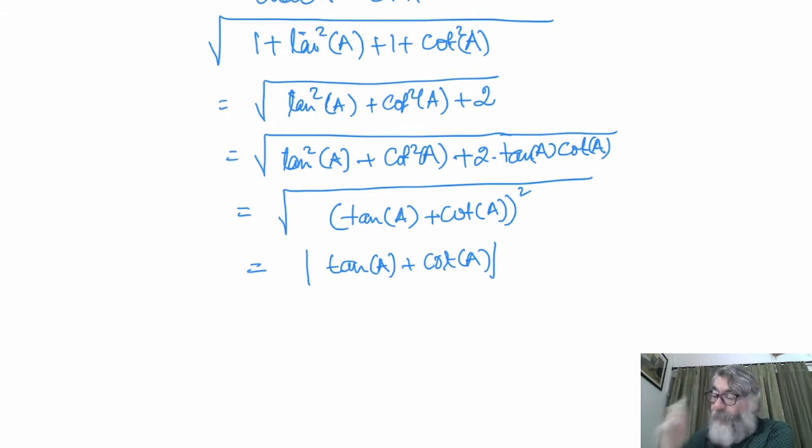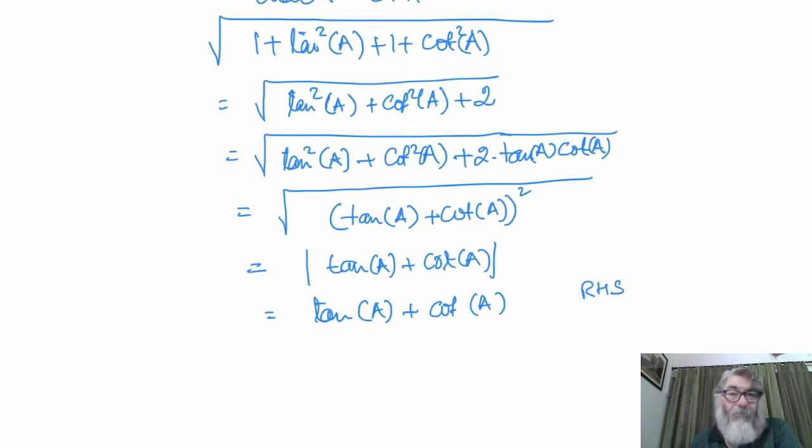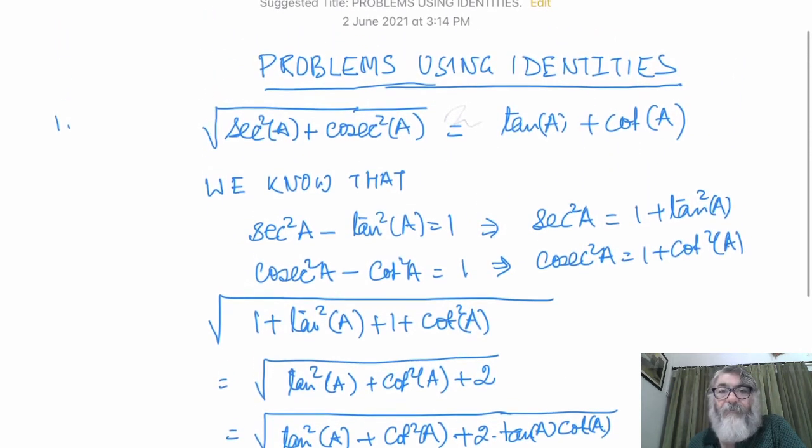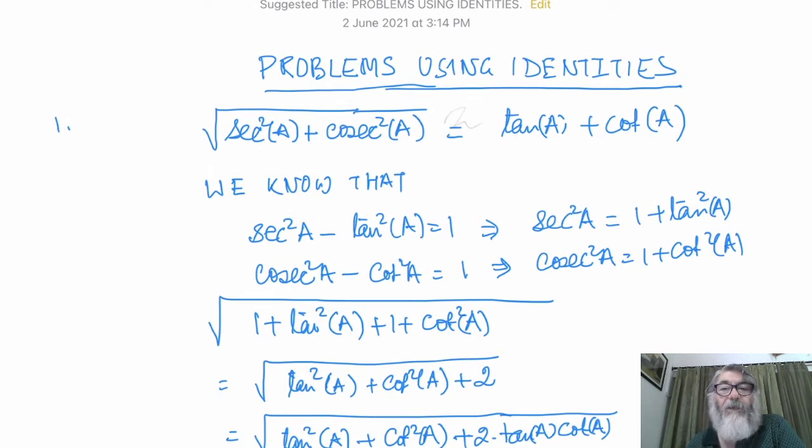It is always positive, and since it has already been given that A is in the first quadrant, whether tan A is there or cot A, they are going to be positive. So we can remove this and write simply tan A plus cot A, which was your right hand side. We had to prove, if you look in the question, under root sec square A plus cosec square A is equal to tan A plus cot A.